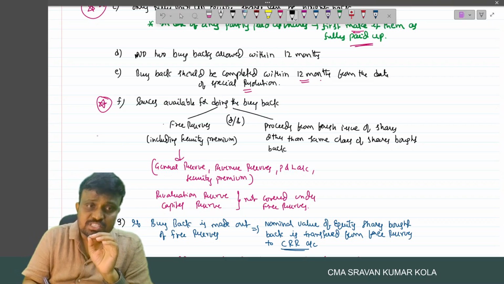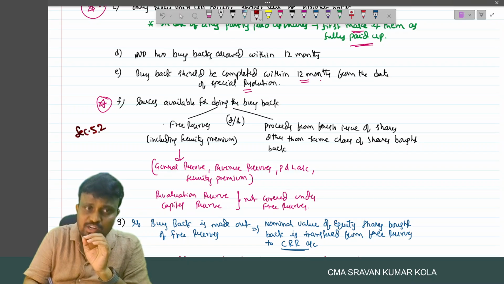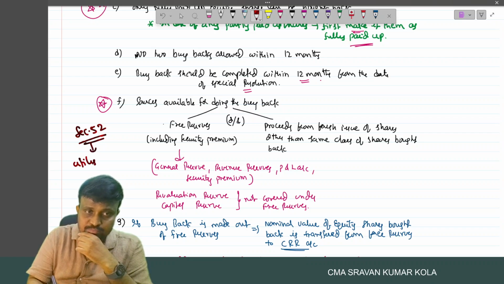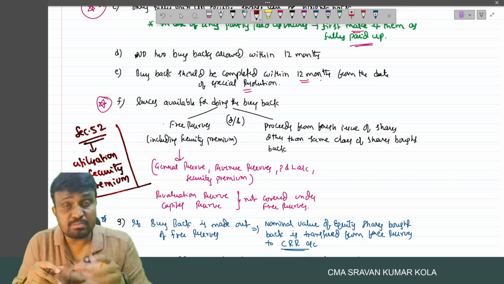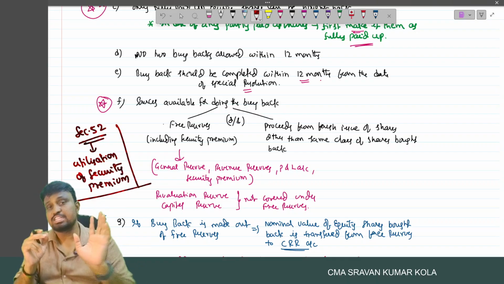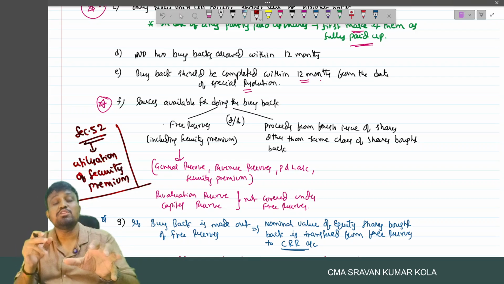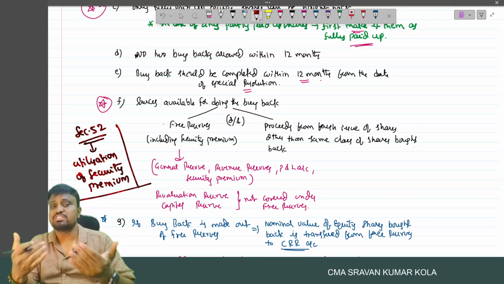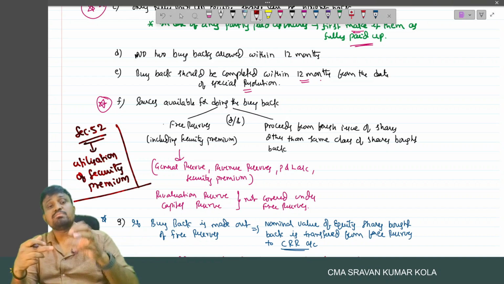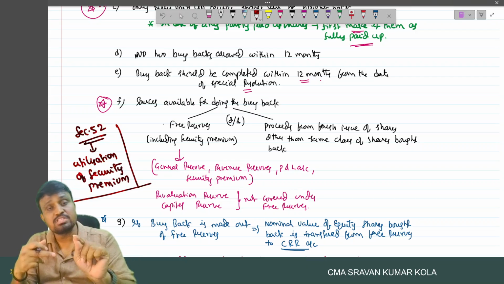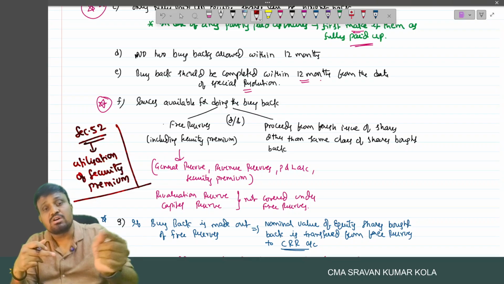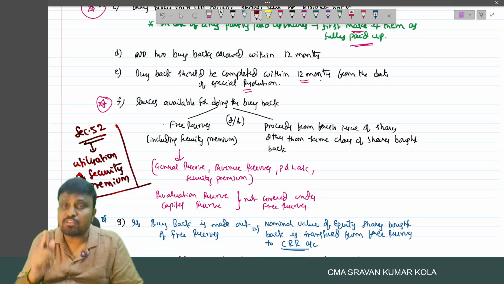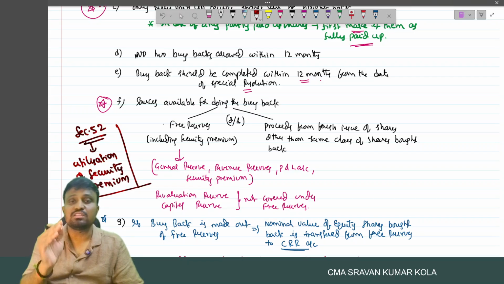And as per Section 52, if you remember, utilization of security premium. Security premium can be utilized for five purposes, and that was provided in Section 52. One of the purposes is that security premium can be utilized for buyback of equity shares. Generally, only free reserves are utilized for buyback of equity shares as per Section 68. But as per Section 52, security premium can be utilized for buyback of equity shares. And Section 52 is an overriding section. That's why security premium is also treated as a part of the free reserve only for the purpose of Section 68, nothing but buyback.